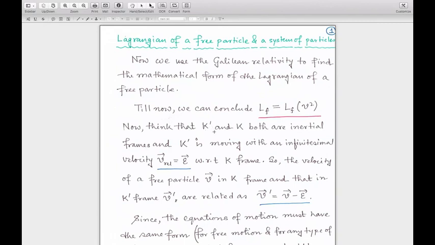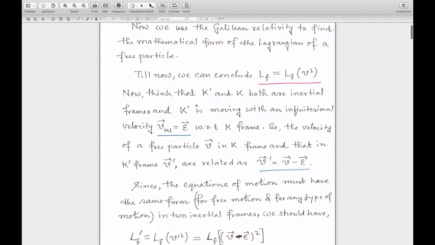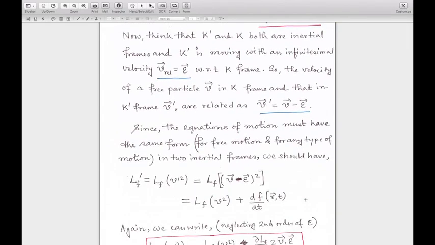Now think that K prime and K are both inertial frames, and K prime is moving with an infinitesimally small velocity epsilon with respect to the K frame. The velocity v of a free particle in the K frame and v prime in the K prime frame are related by this formula coming from the Galilean transformation: v prime is equal to v minus epsilon, simply the vector difference.